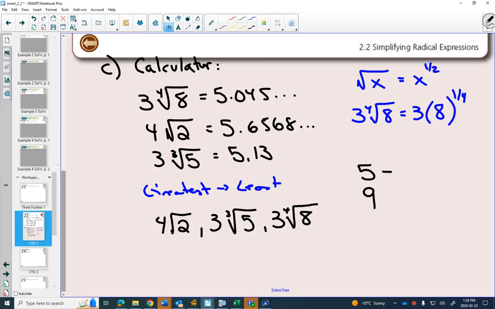I'd like you to circle 5 and 9. 5 is non-calculator, 9 you can use your calculator.